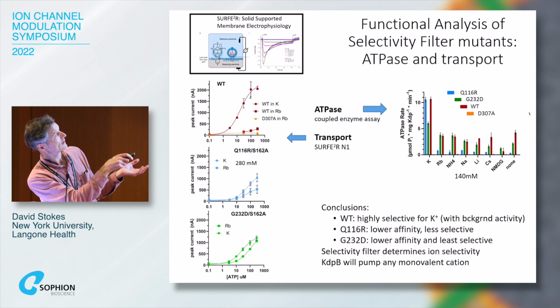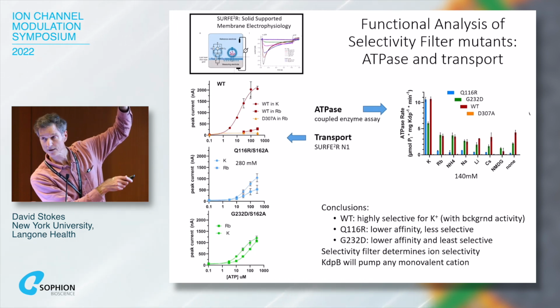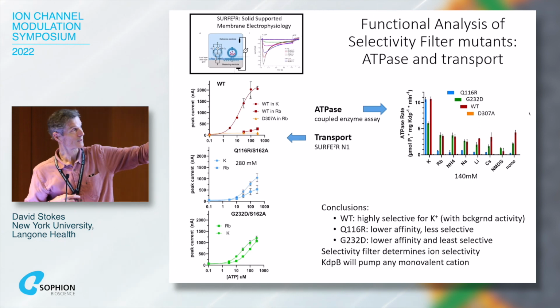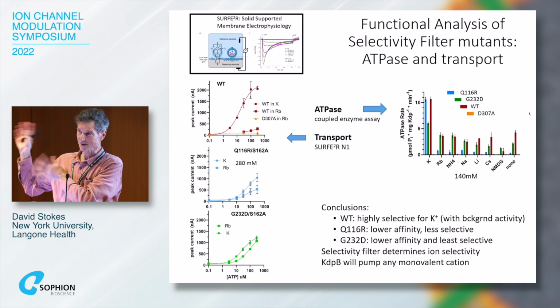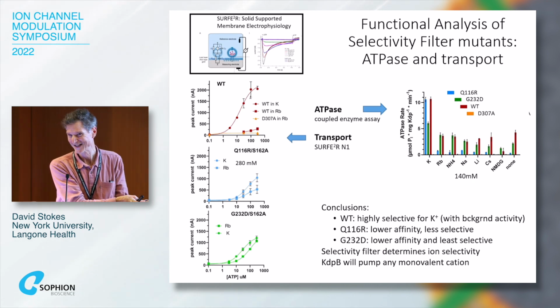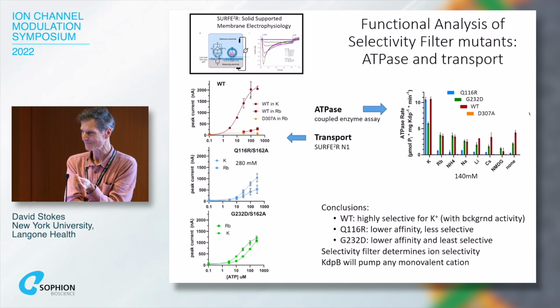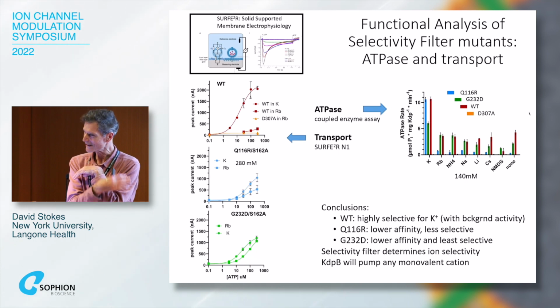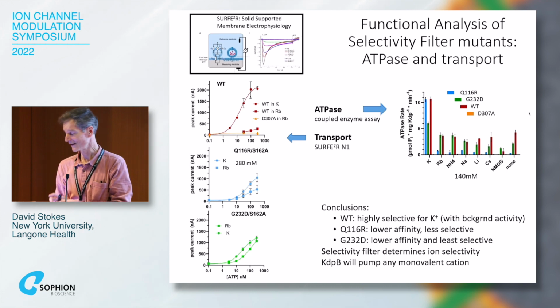And this Q116R, which is at the periphery, is intermediate. It is selective, but not as selective. So the conclusion for me is that the pump does not care. The selectivity filter selects, and the pump pumps, which is not a normal P-type pump. Normally P-type pumps are very selective. Calcium pumps do not pump other ions, lanthanides or magnesium or other divalents, and sodium potassium is only sodium and potassium. So this is really a unique architecture and a very unique mechanism.